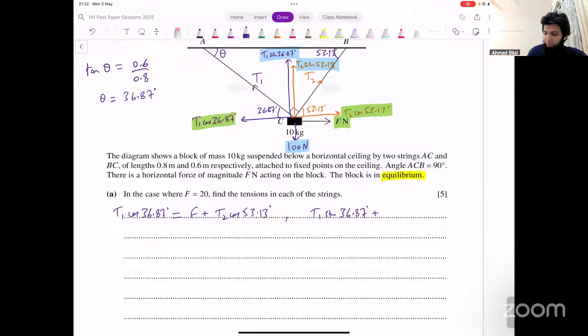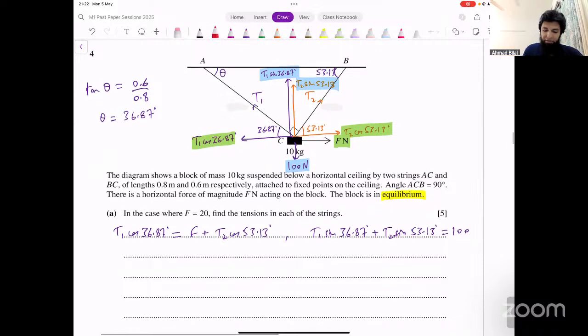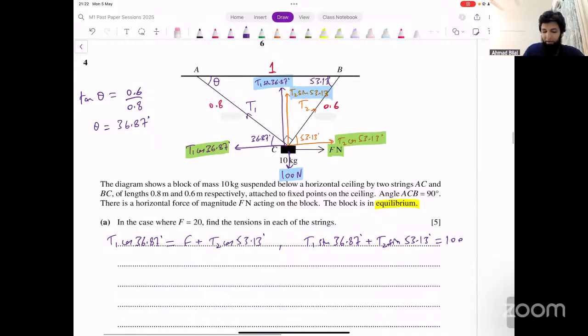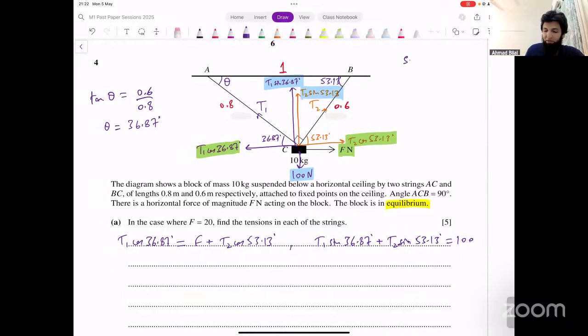36.87 plus T2 sine of 53.13, that equals 100. Now, those of you who understand this, that if this length is 0.8 and this is 0.6, the hypotenuse would be 1 using Pythagoras. You could directly use the values of sine theta and cos theta in these places rather than finding the angle.